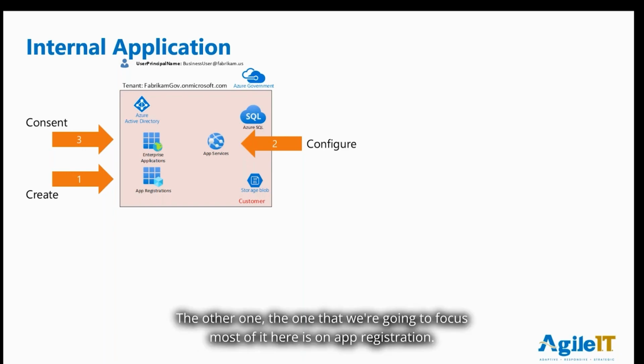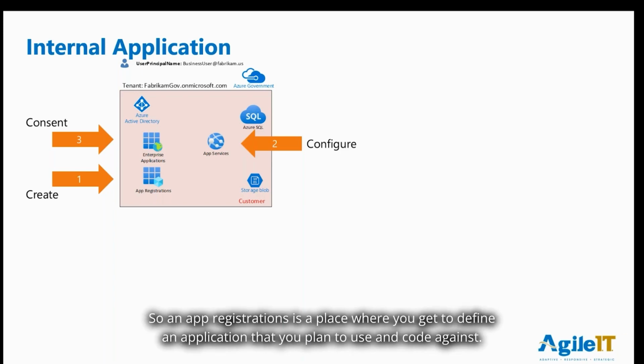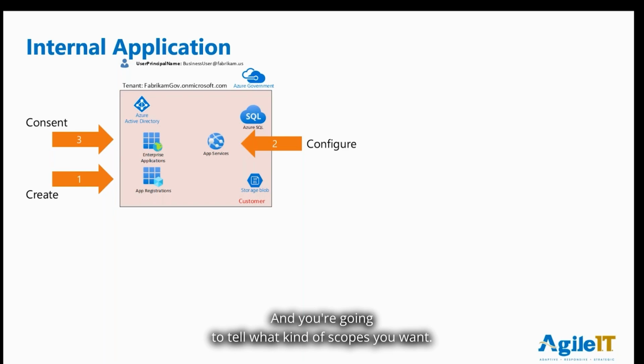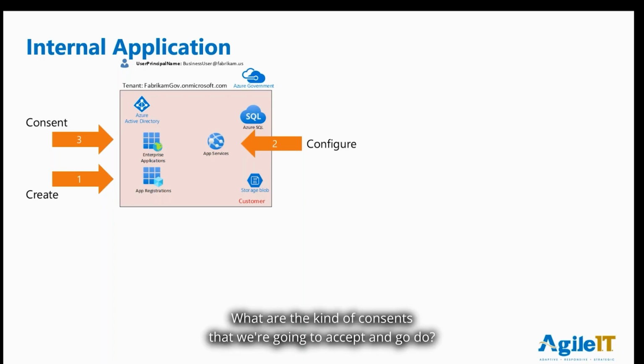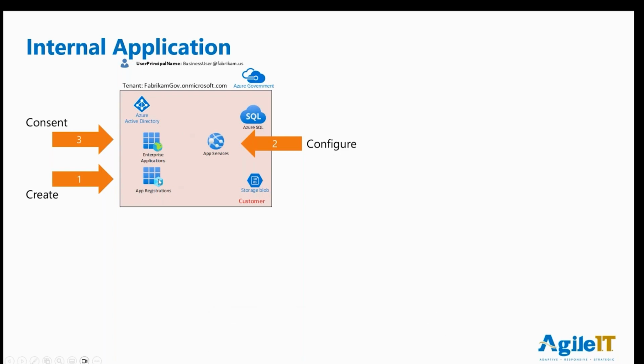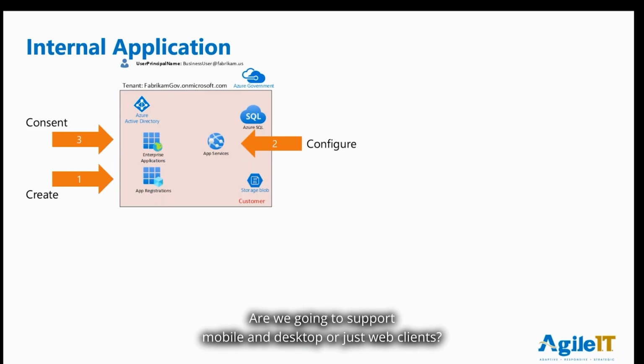The other one, the one that we're going to focus most of it on here, is app registration. App registrations is a place where you get to define an application that you plan to use and code against, and you're going to tell what kind of scopes you want. Who are the people in the roles? What are the role types? What are the kinds of consents that we're going to accept? And that's kind of the beginning of where you'd have it. So you define your app registration here because you can put other areas. Is it a multi-tenant or a single tenant application? Are we going to support mobile and desktop or just web clients?